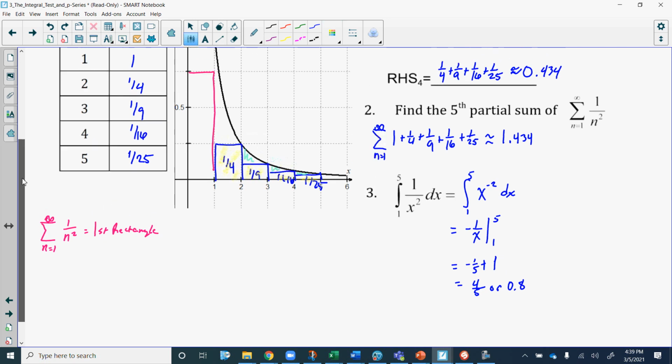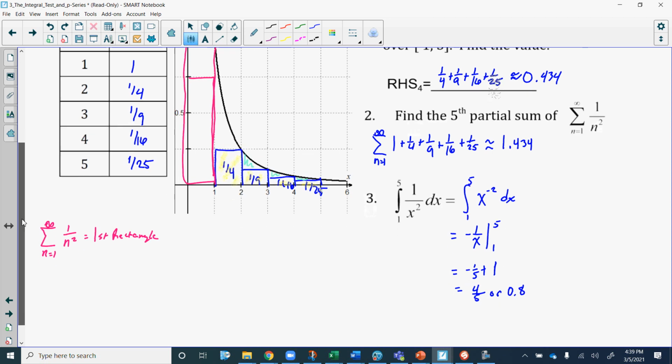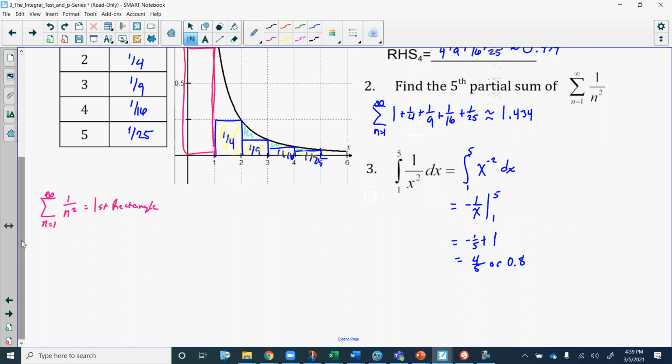And I think I might be shorting myself. Yeah, I am shorting myself some. This is the rectangle that we're really looking at for the first rectangle. Okay? And that is going to be adding to the sum from n equals 2 to infinity of 1 over n squared, and that's where we're going to wind up getting the sum of the rest of the rectangles.